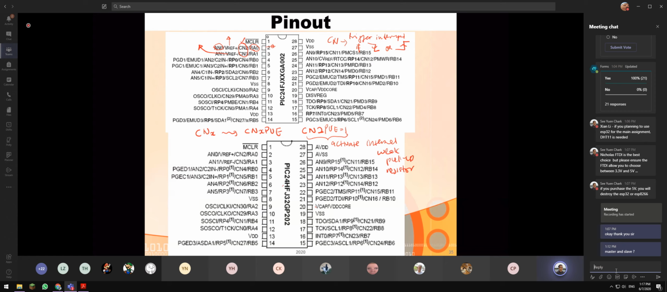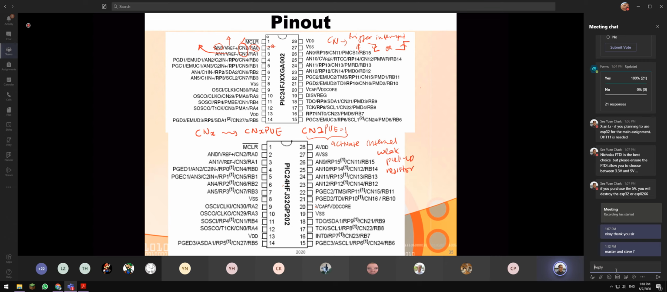What is a weak pull-up resistor? A weak pull-up resistor means the resistance is relatively very high. That means they have a very high resistance inside this particular pin.